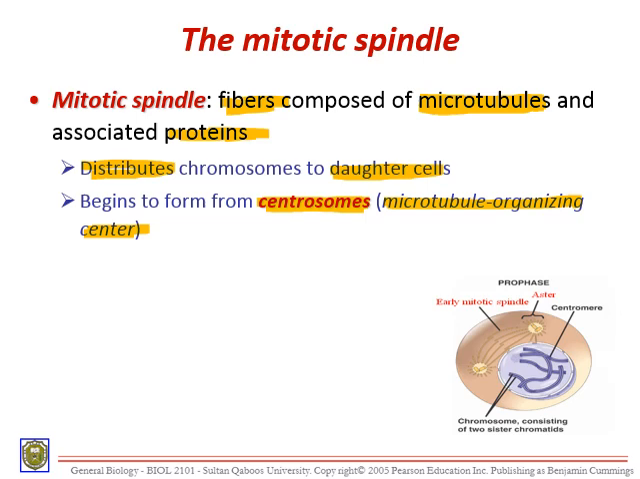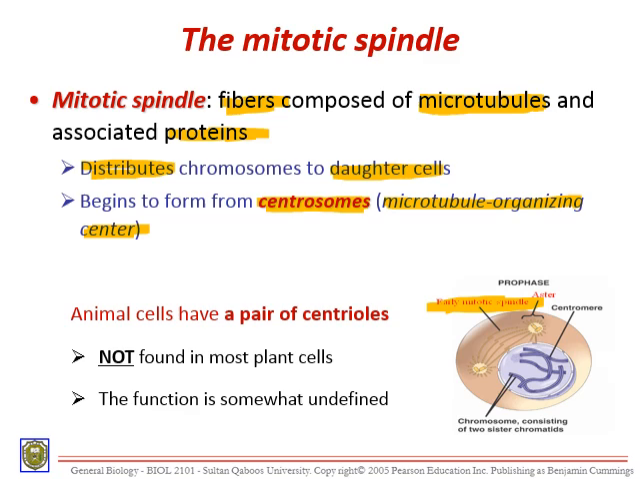So the mitotic spindle is a complex structure. It allows the accurate distribution of chromosomes during cell division. They are the ones that do all the action of moving the chromosomes. Without the mitotic spindle, we won't be able to move our chromosomes to opposite ends of the cells. So animal cells, if you can recall from unit 1, have a pair of centrioles. Each centrosome is made up of two centrioles.